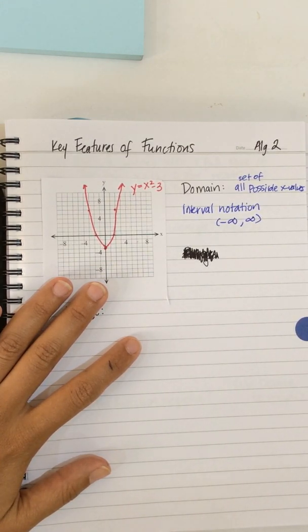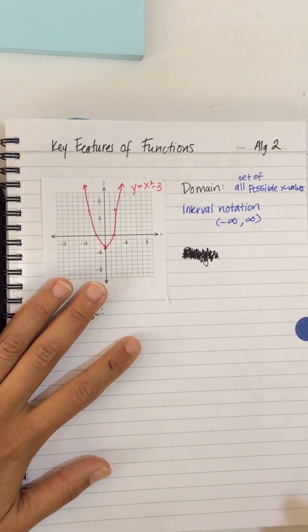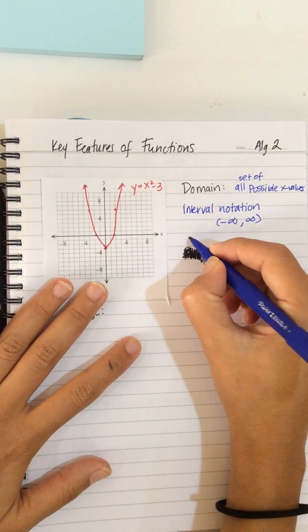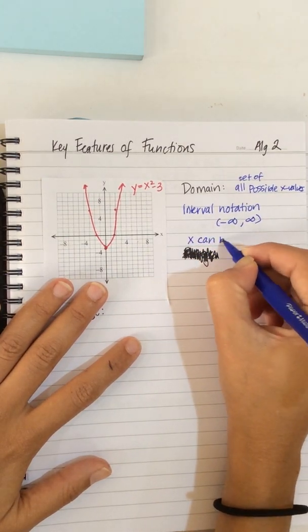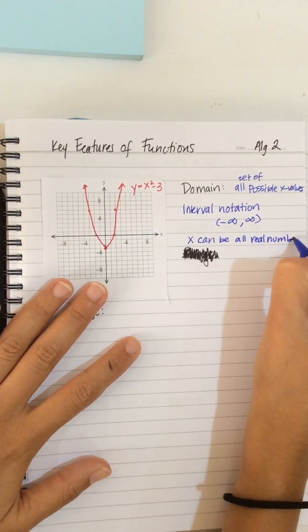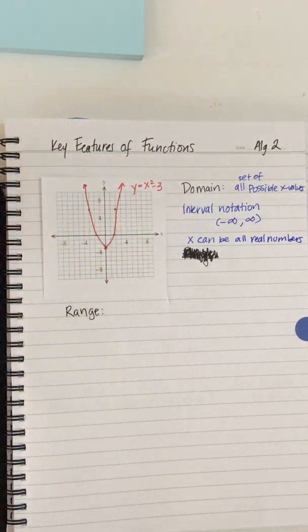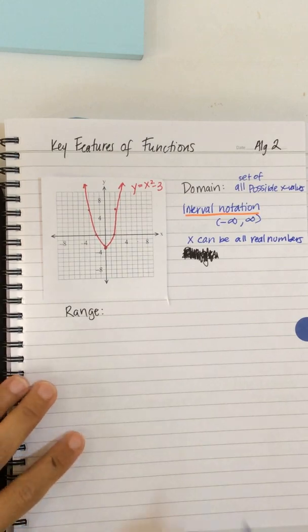Set notation, this one's a little bit weird, but that's when you use the greater than and less than value, so I'm not going to write it here because x can be anything. The other thing you can say is that x can be all real numbers, right? So this is interval notation. I just want to highlight that because that's what we're going to mostly be using. X can be anything.